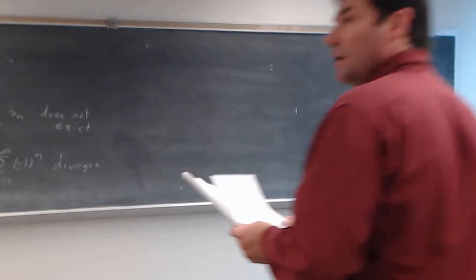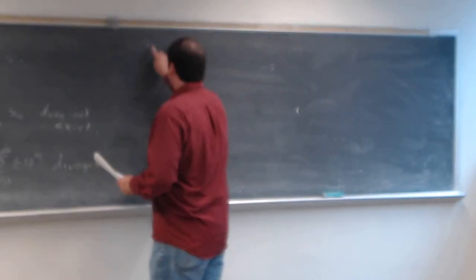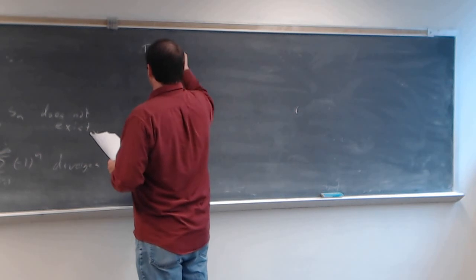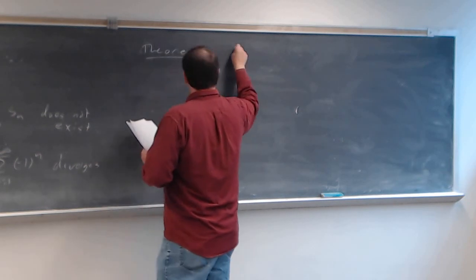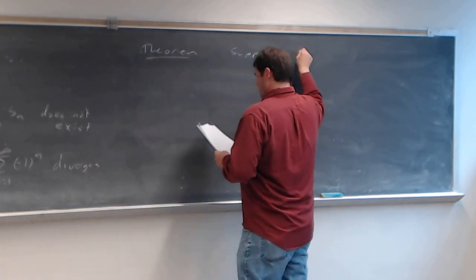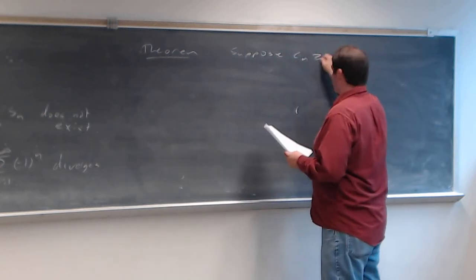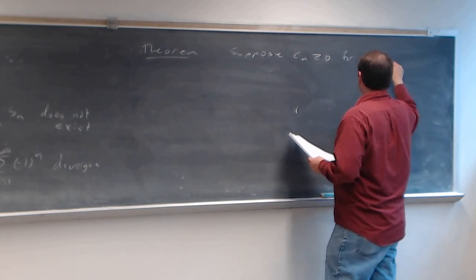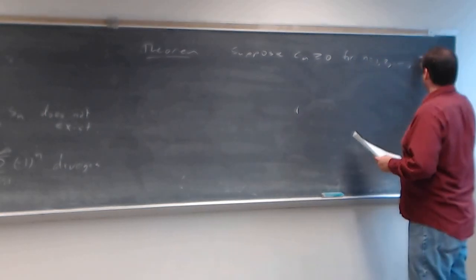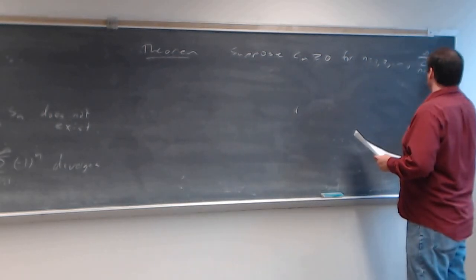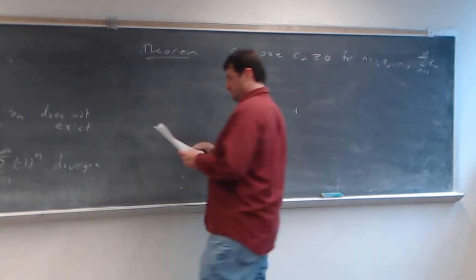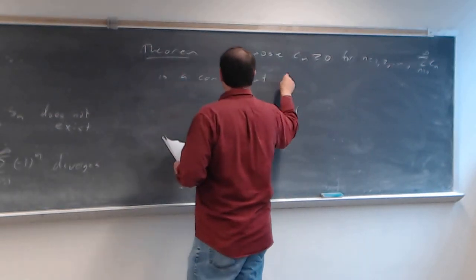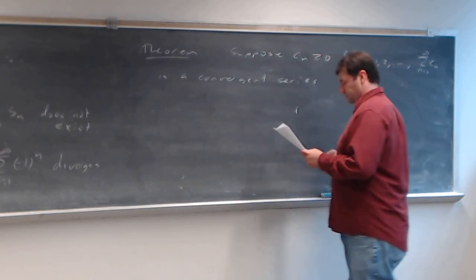The next thing I want to do is very quickly put up a theorem that's an extension of the previous theorem that we had. It's this theorem. Suppose c sub n is greater than or equal to 0, for n equal to 1, 2, and so on, and that the sum as n runs from 1 to infinity of c sub n is a convergent series.